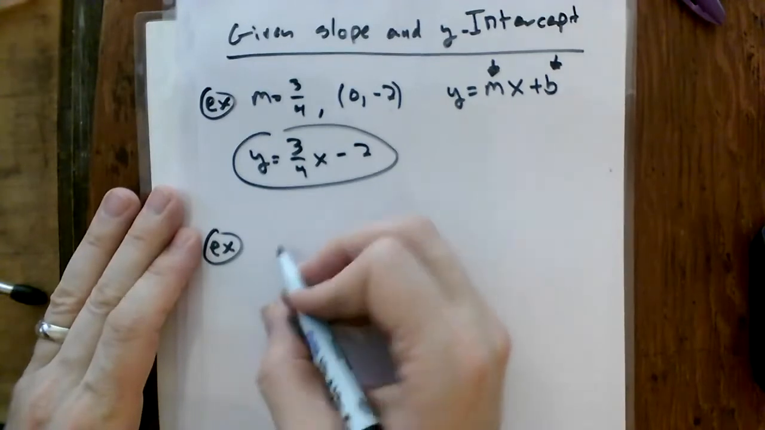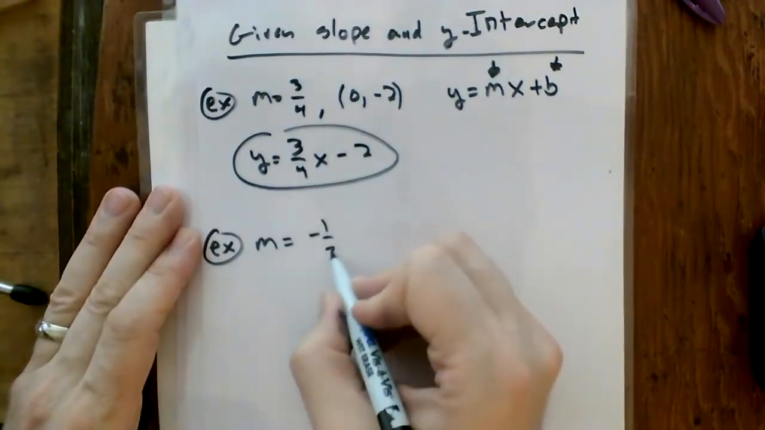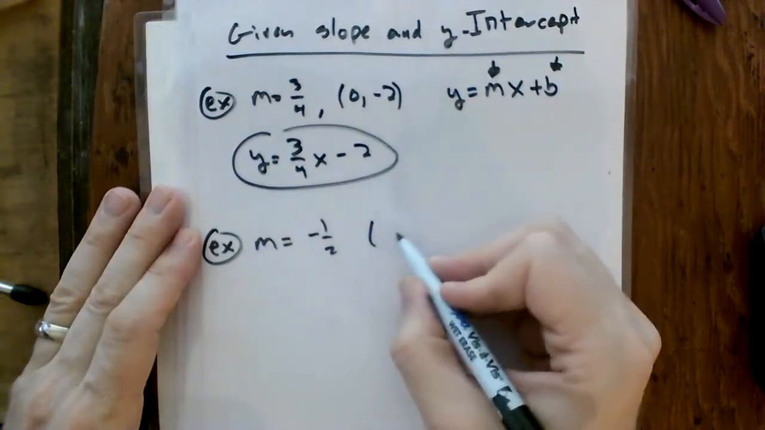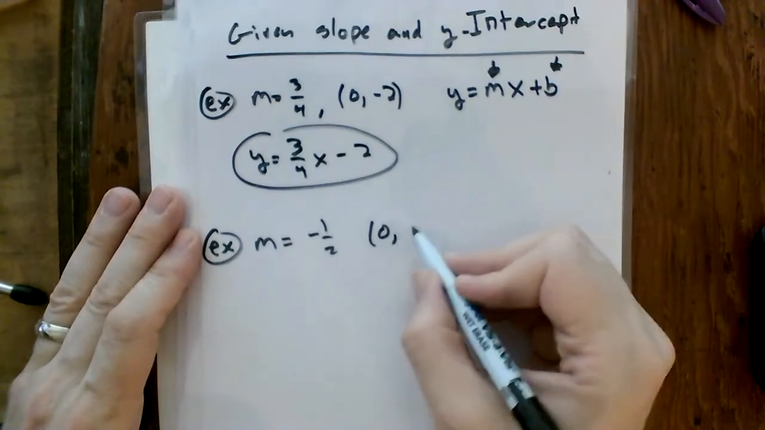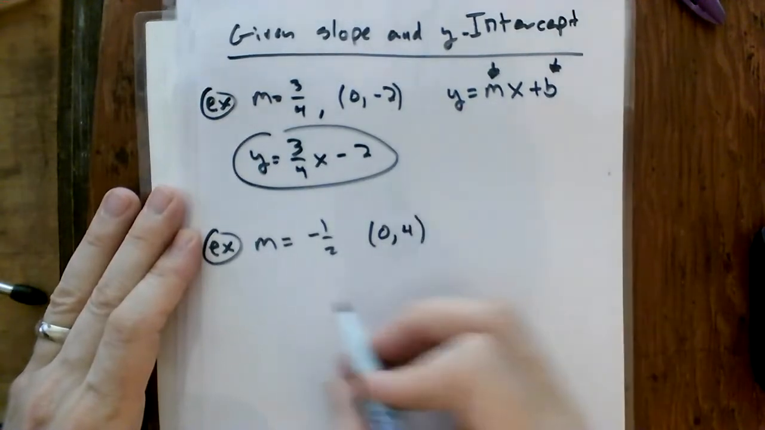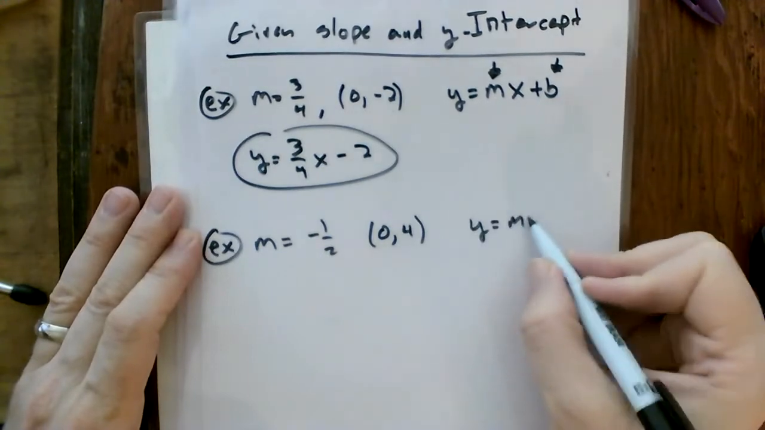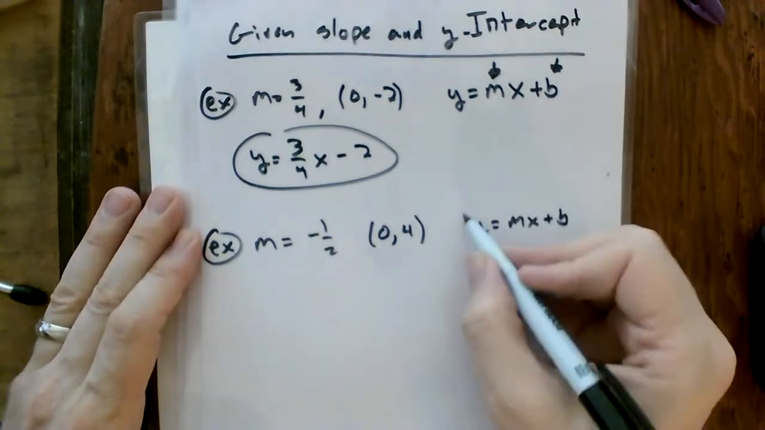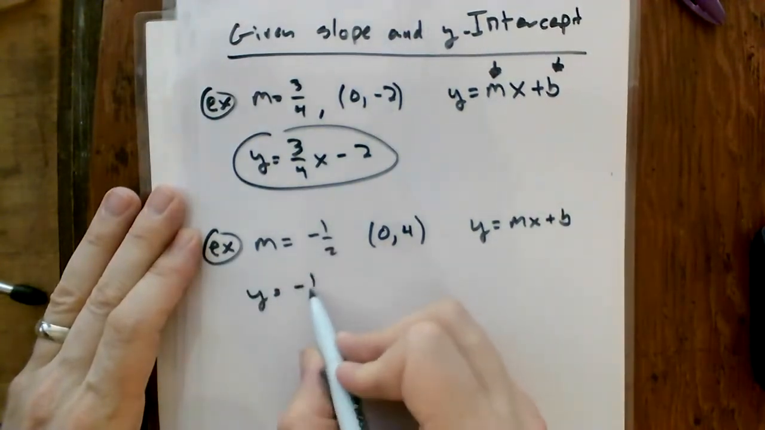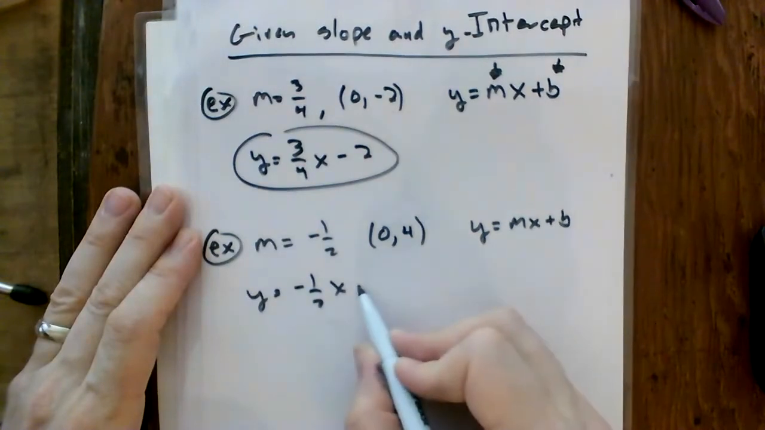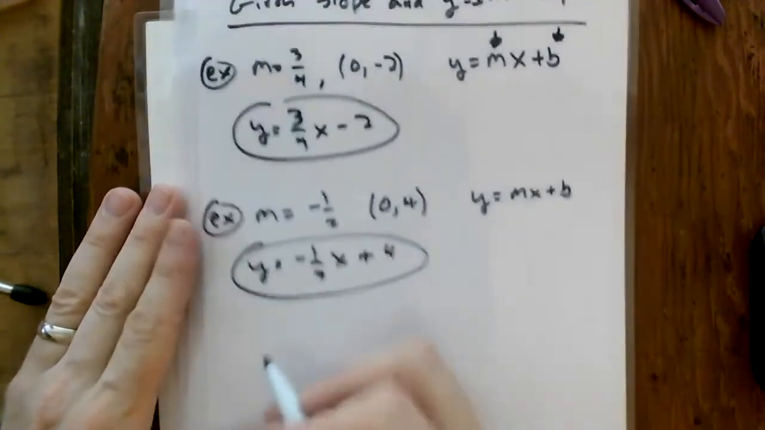I could do something where the slope is -1/2, and it goes through the y-axis at say 4. Okay. This is going to be, again, y is equal to mx plus b. Well, y is equal to, m is -1/2, and in this case, it's going to be a plus 4. And we're done.